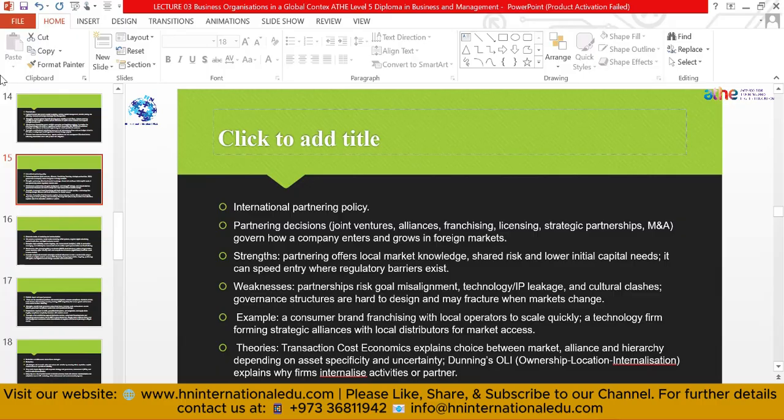You want to be an alliance, a partner with that country in any product or service, or you want to open a franchise, or you want to give licenses. That is how the international partnering policy works. Oh, okay, now I understand.